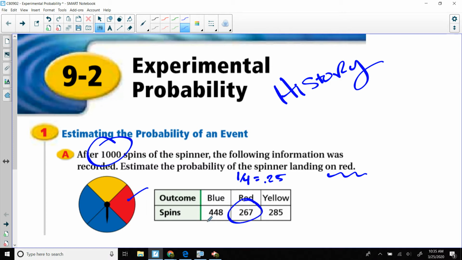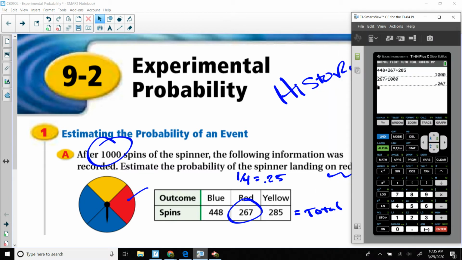Out of how many turns? Well, that's just the thing. We need to figure out what the total is going to be. So what we're going to do is add together 448, 267, and 285. And conveniently, I've done that on my handy dandy smartboard calculator. 448 plus 267 plus 285 gives me 1,000.